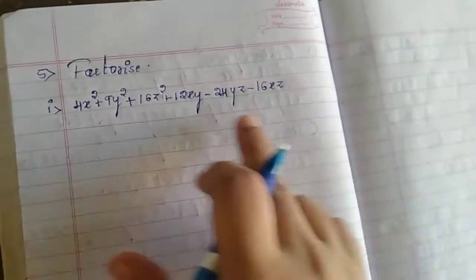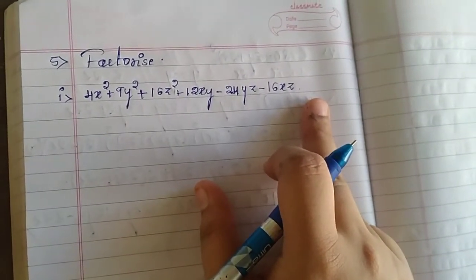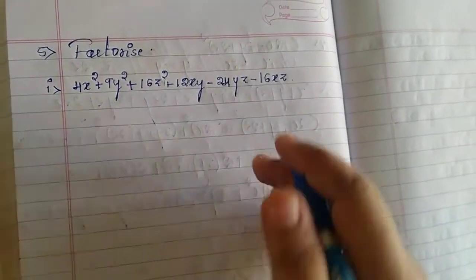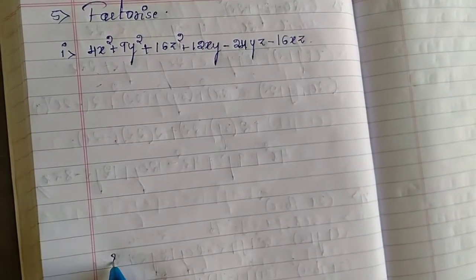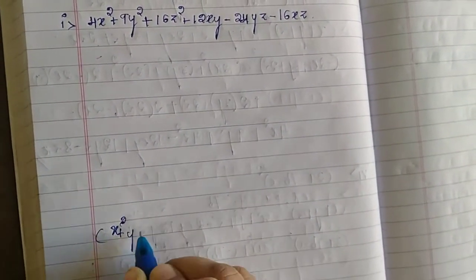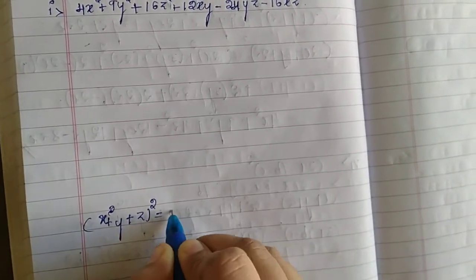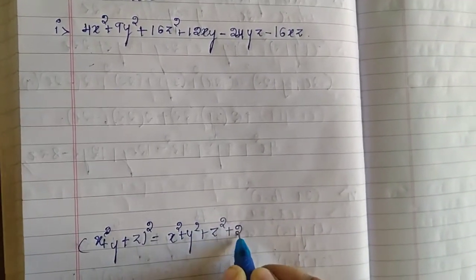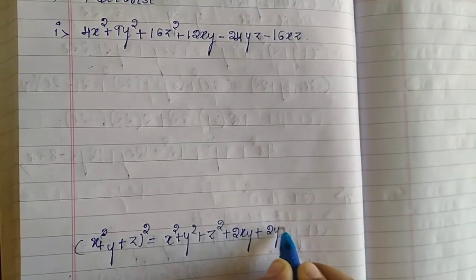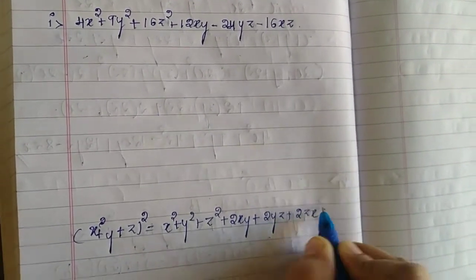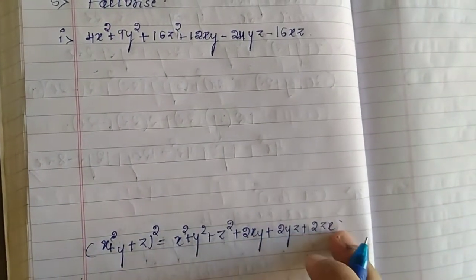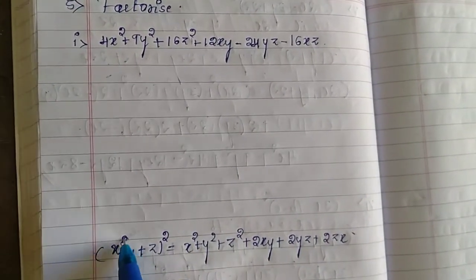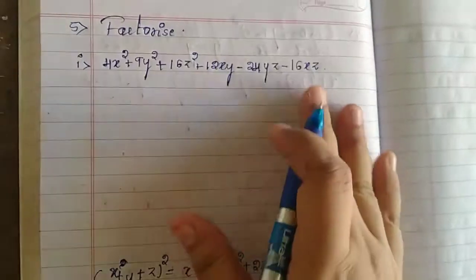By looking at this, you can easily judge which identity is suitable. This is in the form of this identity: x plus y plus z the whole square is equal to x square plus y square plus z square plus 2xy plus 2yz plus 2zx. Now you have to simplify this side first, and at last bring this to the identity form. We'll see how now.